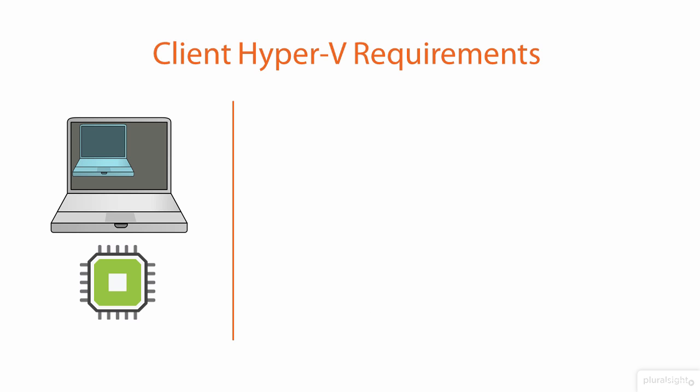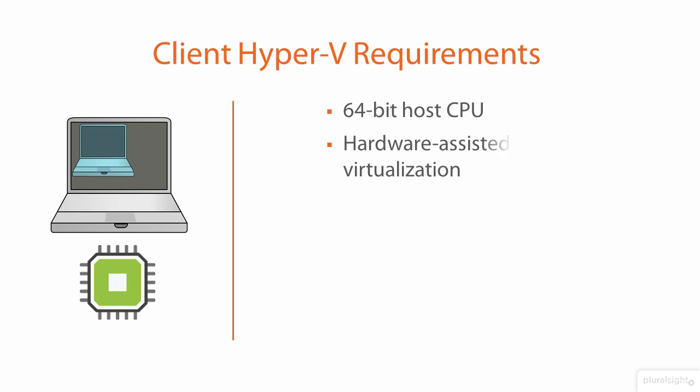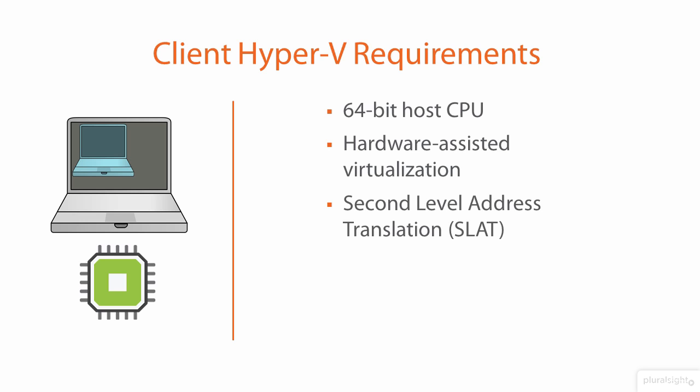Now, not all machines can run Client Hyper-V. I already mentioned the requirement for a 64-bit host CPU. That host machine must also support something called Hardware Assisted Virtualization, or HAV. Microsoft makes available a Hardware Assisted Virtualization Detection tool that you can download. Its name is the Hardware Assisted Virtualization Detection tool. The host processor also has to support Second Level Address Translation, or SLAT, and you may have heard of that.